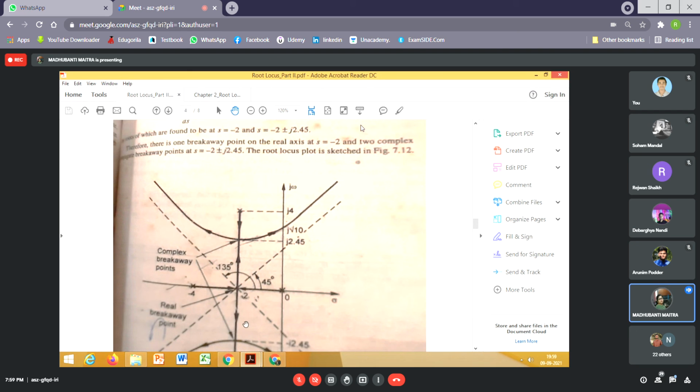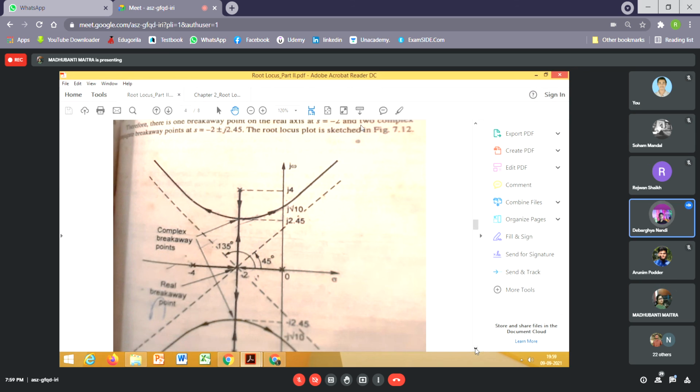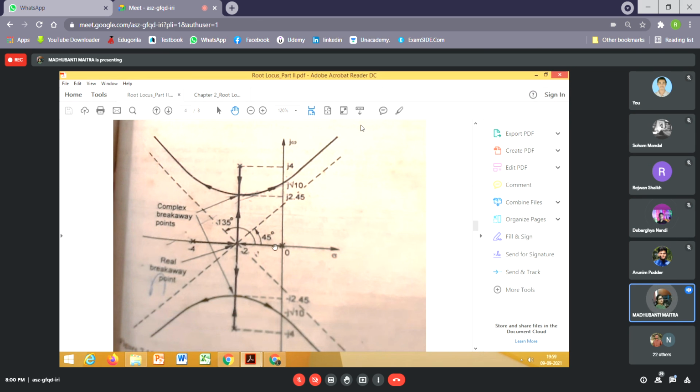So there are four open loop poles, and the number of open loop zeros is 0. So four branches will originate, and as I said, the asymptotic angles are 45 degrees, 135 degrees, 225 degrees, and the last one will be 315 degrees. Am I right? And this is the centroid that you can calculate.